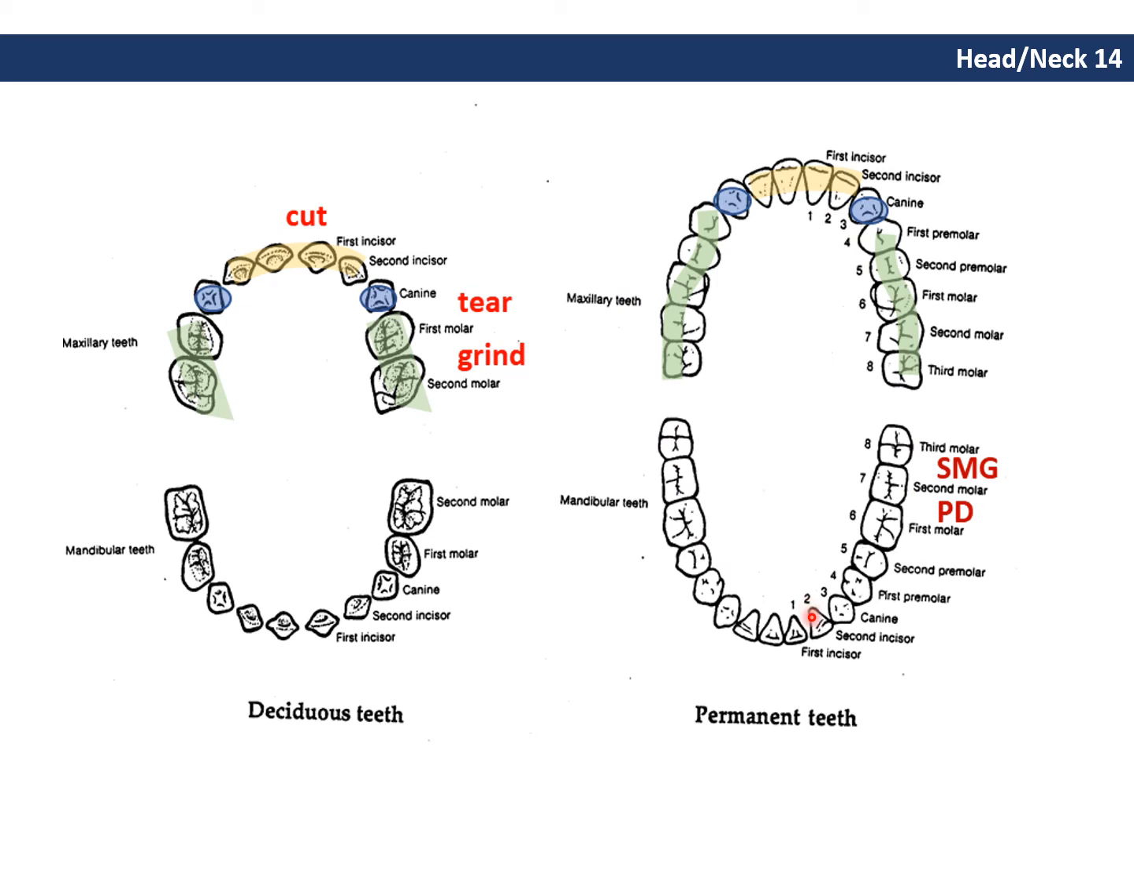The submandibular duct enters the oral cavity near the third molar on the inferior teeth, or the mandibular teeth, and then the parotid duct enters near the second molar on the mandibular teeth.